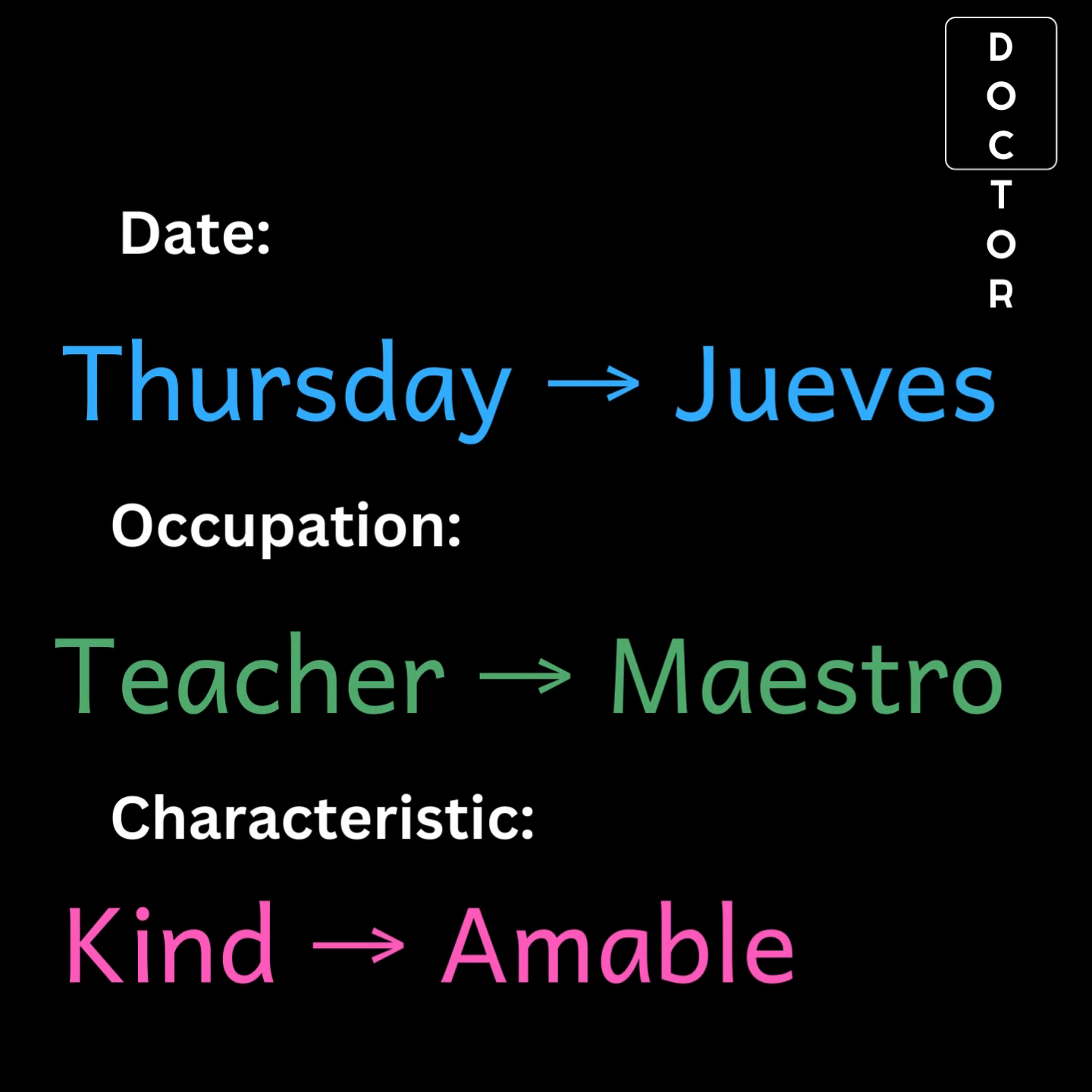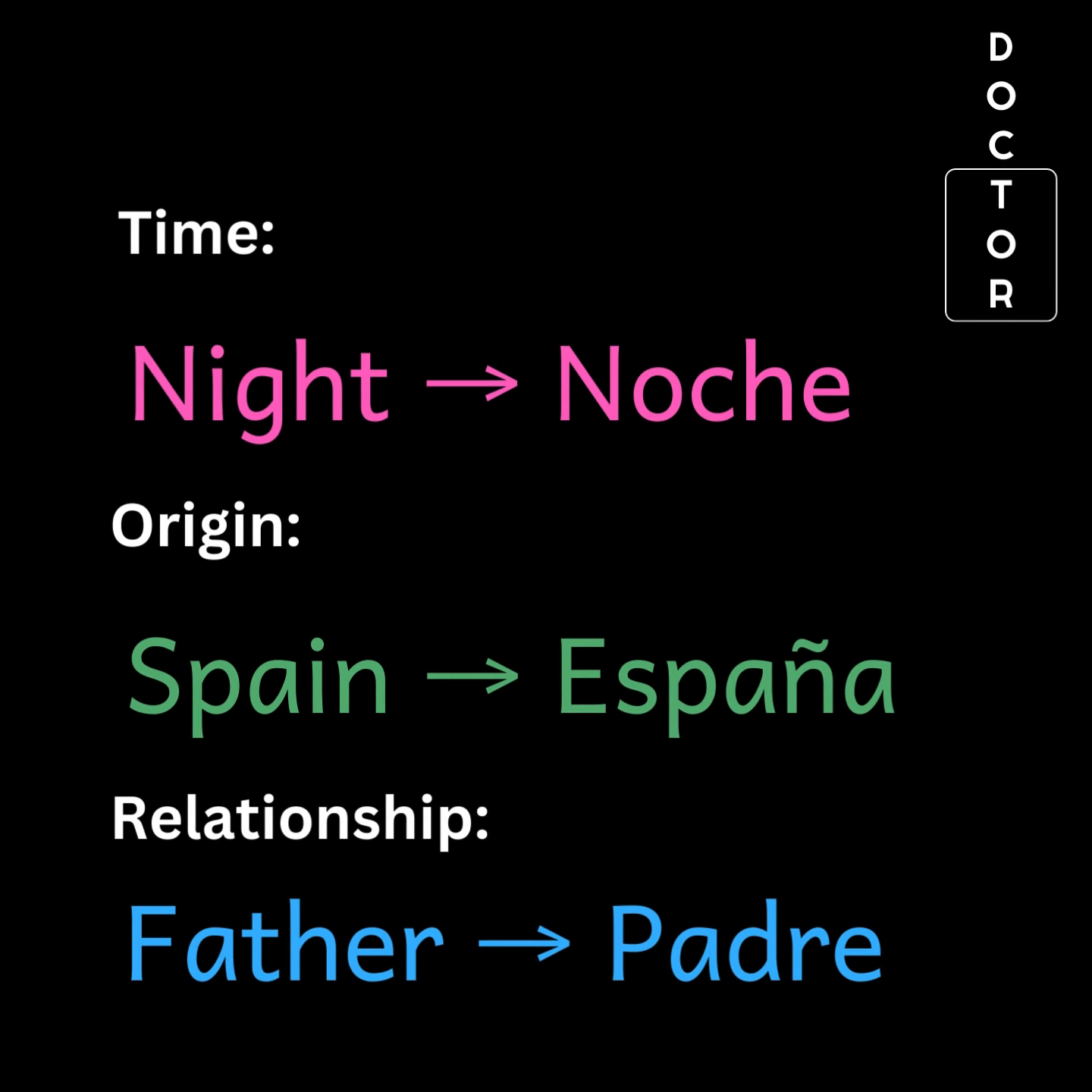So, an example of a date could be Thursday, which is jueves in Spanish. An example of an occupation could be teacher, which is maestro in Spanish. An example of a characteristic could be kind, which is amable in Spanish. Now, let's move on to the TOR part.